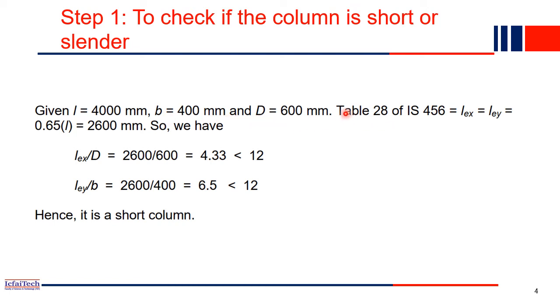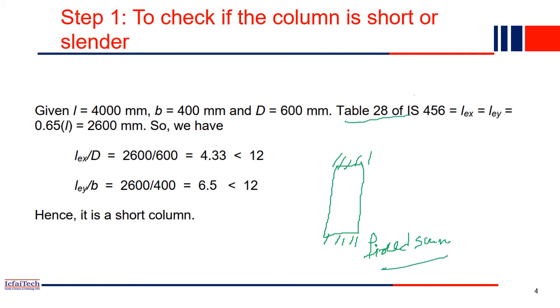And what is the support condition? So this is the column, and what is the support here? Both sides have fixed supports. For fixed support, if you go to Table 28 of IS 456, there you will find the value of K. K is used for effective length, L effective equals K into L. We get this K value in Table 28. For the fixed end support case, the K value is given as 0.65.